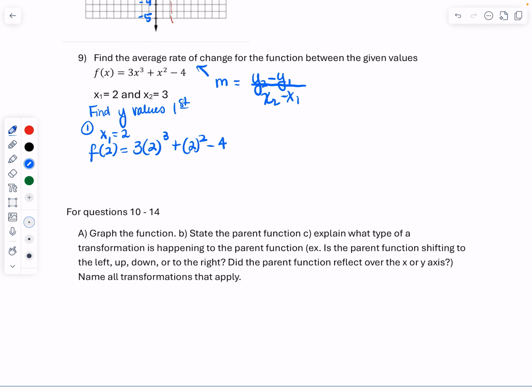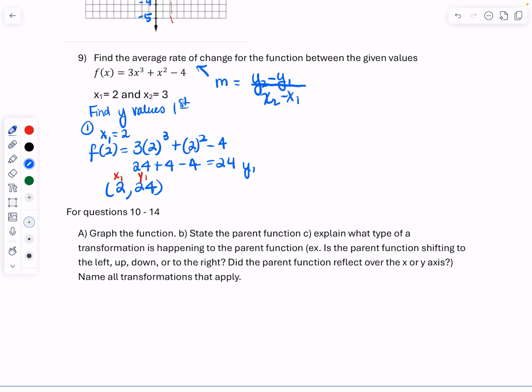2 cubed is 8. 8 times 3 is 24, plus 2 squared is 4, minus 4. So basically I get 24 here, and this is my y1 value. So I have my first point, 2 comma 24. Okay, and those again are x1, y1.